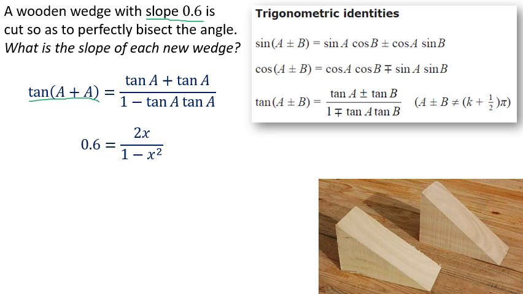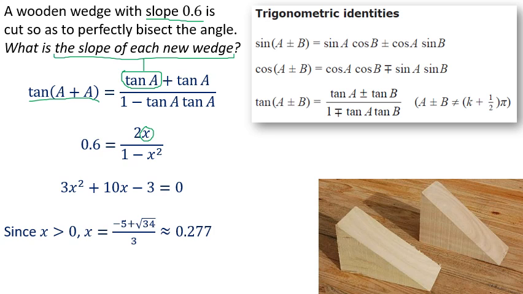I'm also making life a little bit easier by referring to the slope of each new wedge as x. The slope of each new wedge is tan of the angle of each new wedge. So that gets a value x. I'm going to call that x. That means I've got 2x on the top and 1 minus x squared on the bottom. And that starts to look a lot like a quadratic equation. Do a bit of rearranging, you can solve, you'll find that one answer makes sense and the other one doesn't.